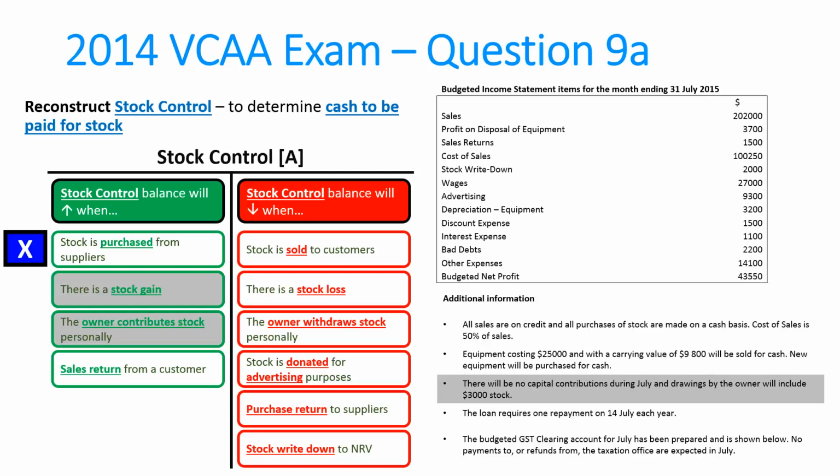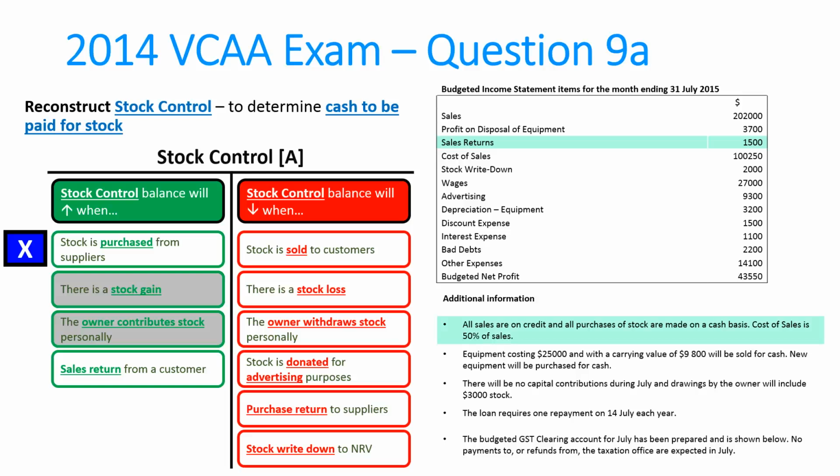Will there be any sales returns? There will. We're told sales returns of 1,500. The problem is though, it's not going to be that much stock. That's the sale price. We need to know the cost price. So to get the cost price, we're told the cost of sales will be 50% of sales. So that must mean the sales return is 750.